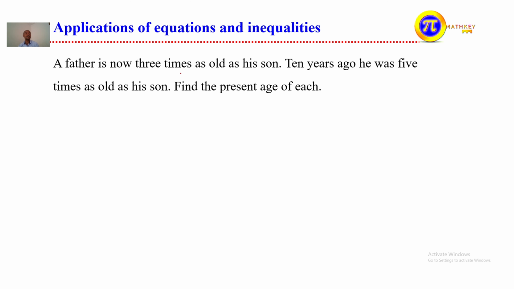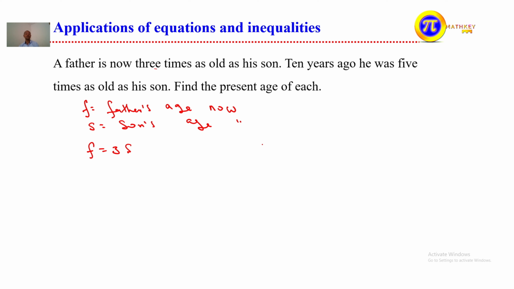The next example says that a father is now 3 times as old as his son. If that's so, we want to find the relationship between the father's and his son's age. Let f equal the father's age now. Similarly, let s indicate the son's age now. The father's age is 3 times as old as his son, which implies f equals 3 times s.